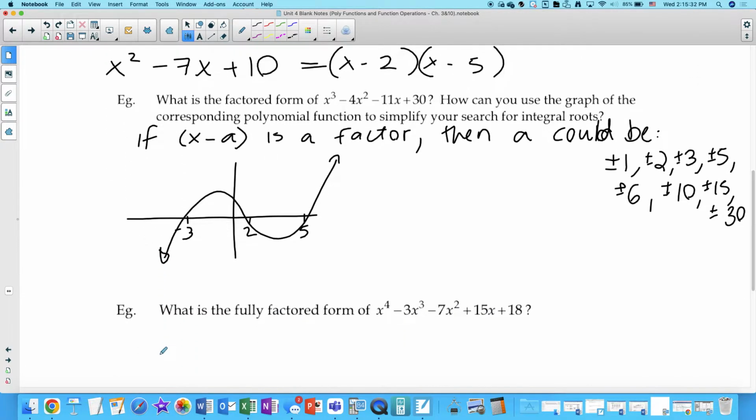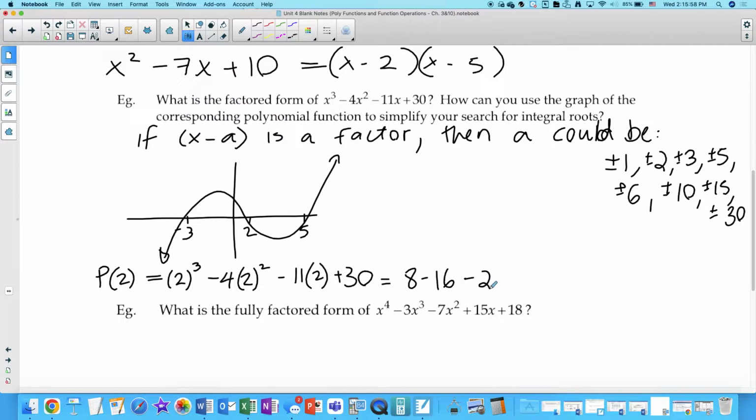Let's just pick one of these. Let's say we're doing, I don't know, p of 2. That's a nice number. Then we're going to get 2 cubed minus 4 times 2 squared minus 11 times 2 plus 30. Okay? And that works out to be 8 minus 16 minus 22 plus 30. Okay? And that is 0.